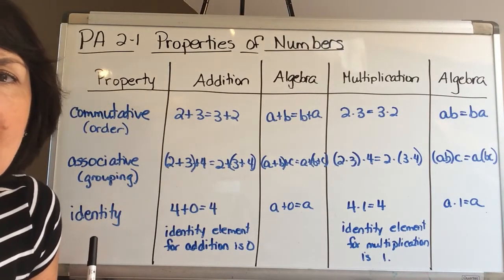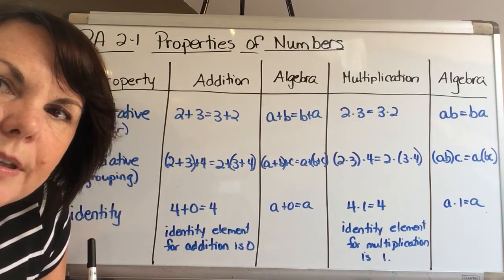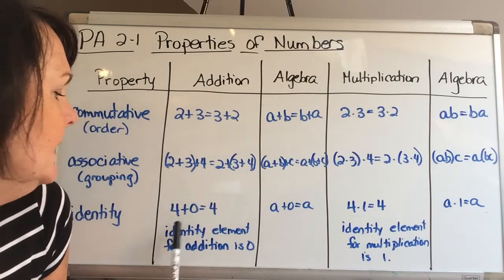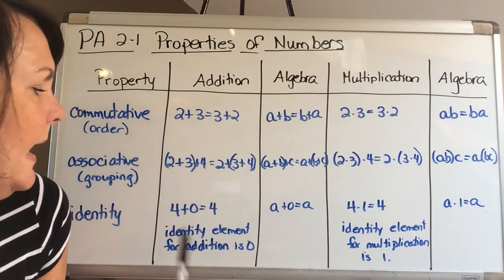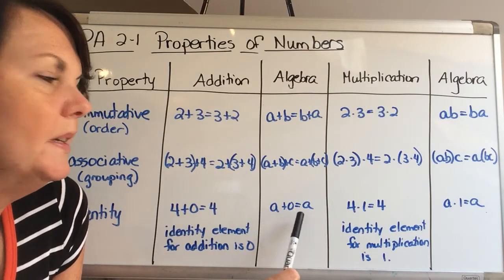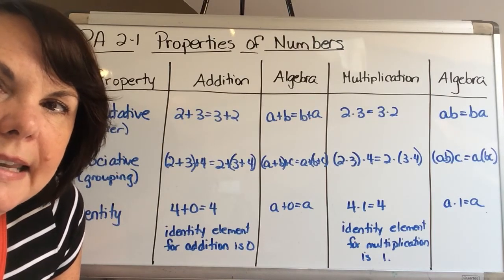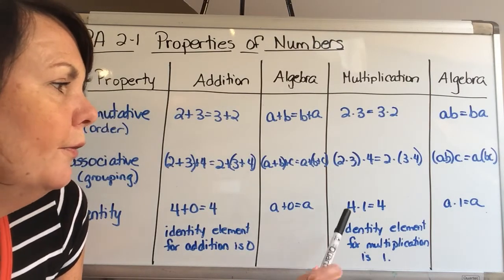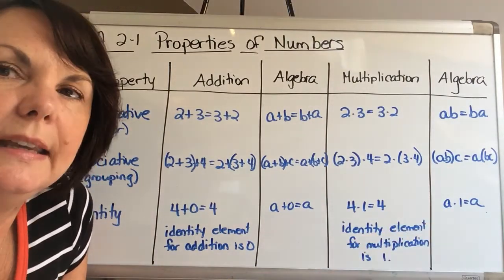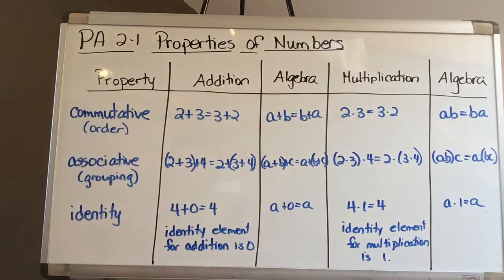The next property we have is the identity property. You can think identical. What do you do with addition to get the identical number back? Well, you add 0. 0 is called the identity element. Any number plus 0 gives you that number back. So using algebra, a plus 0 is a. With respect to multiplication, the identity element now is 1. 4 times 1 gives me back the 4. Or a times 1 equals a. The identity element for multiplication is 1.